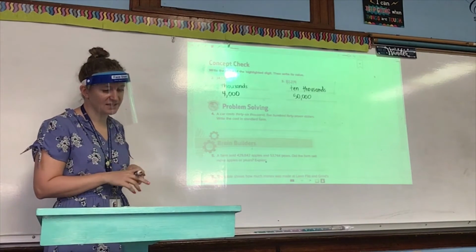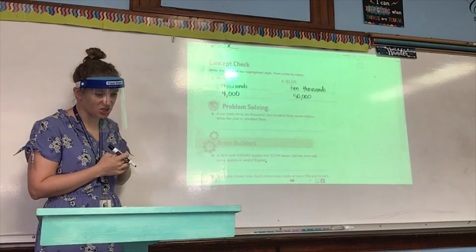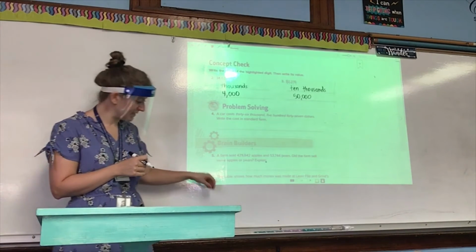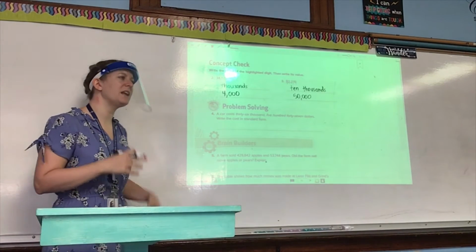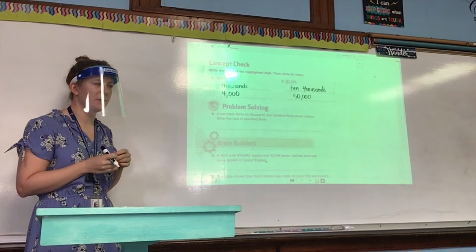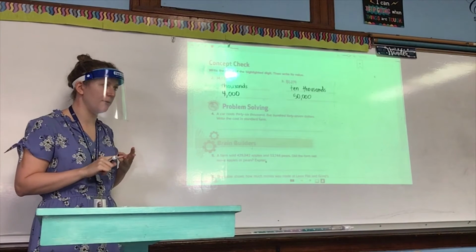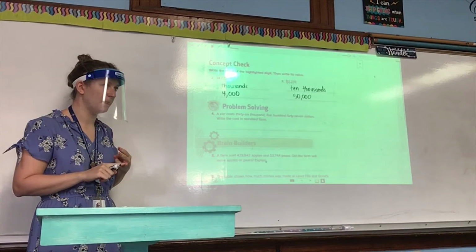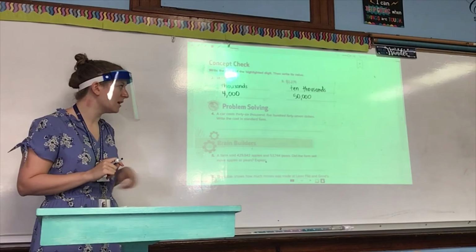Okay, number 4. A car costs $36,547. Write the cost in standard form. So Zadie, when we're writing in standard form, what are we writing? Are we writing digits? Are we writing words? Are we writing an addition problem? We're writing in standard form. Digits. Digits.